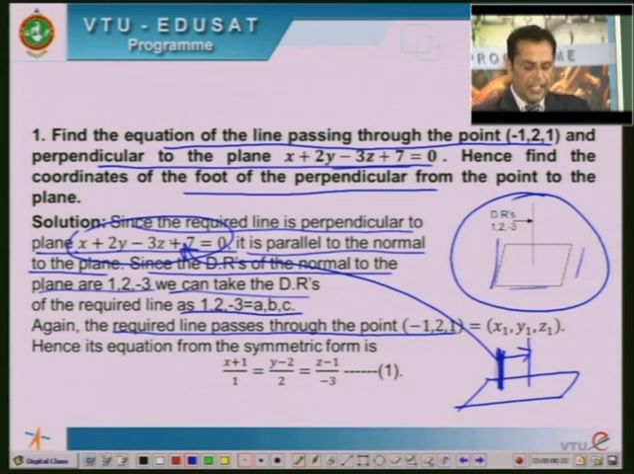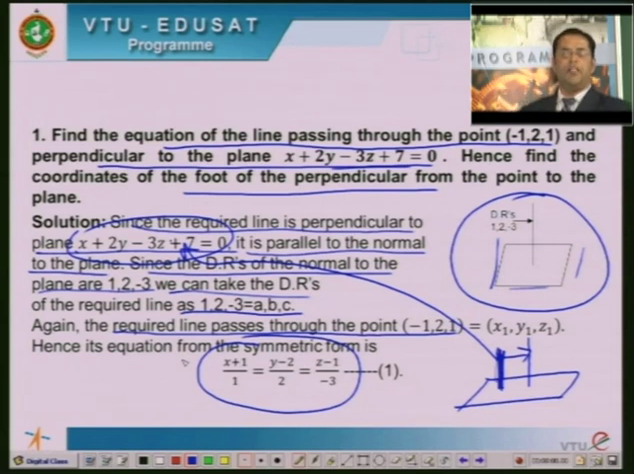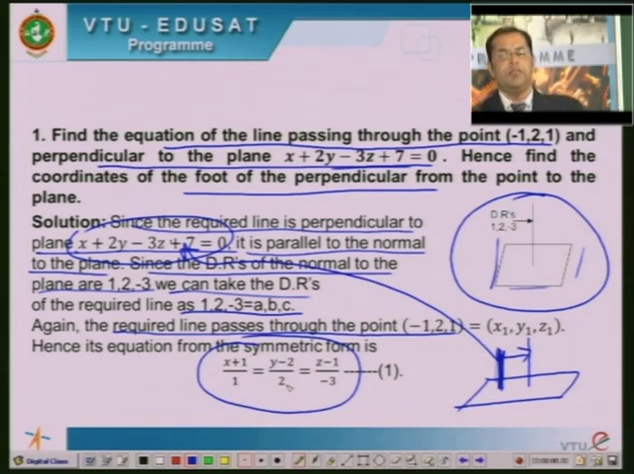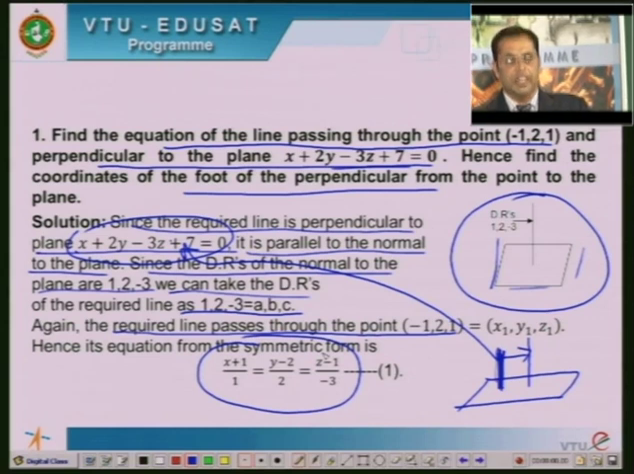So, as indicated earlier, direct substitution in the symmetric form gives the required equation as (x minus x1) by a, which is (x plus 1) by 1, equal to (y minus 2) by 2, equal to (z minus z1) by c, which is (z minus 1) by minus 3, which is the required equation of the line.